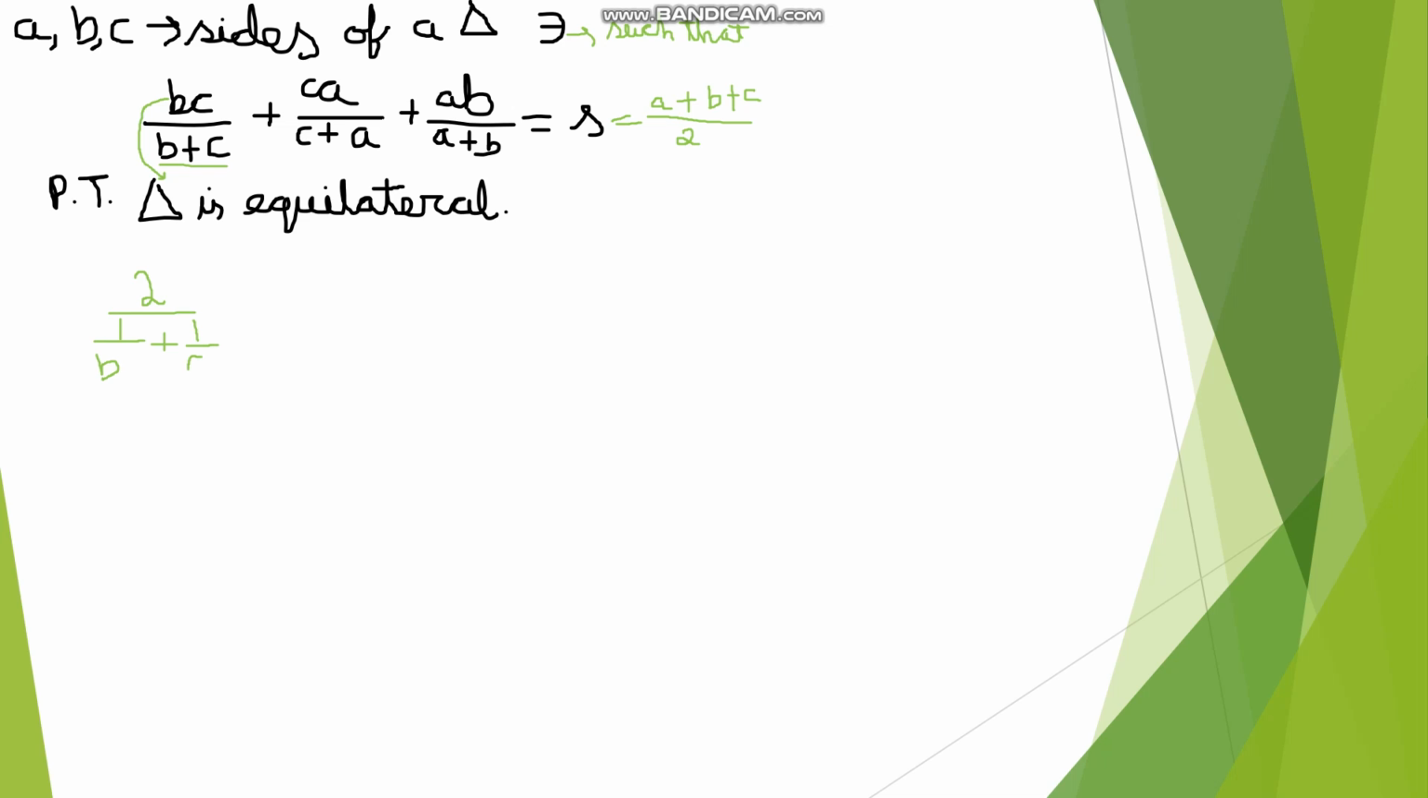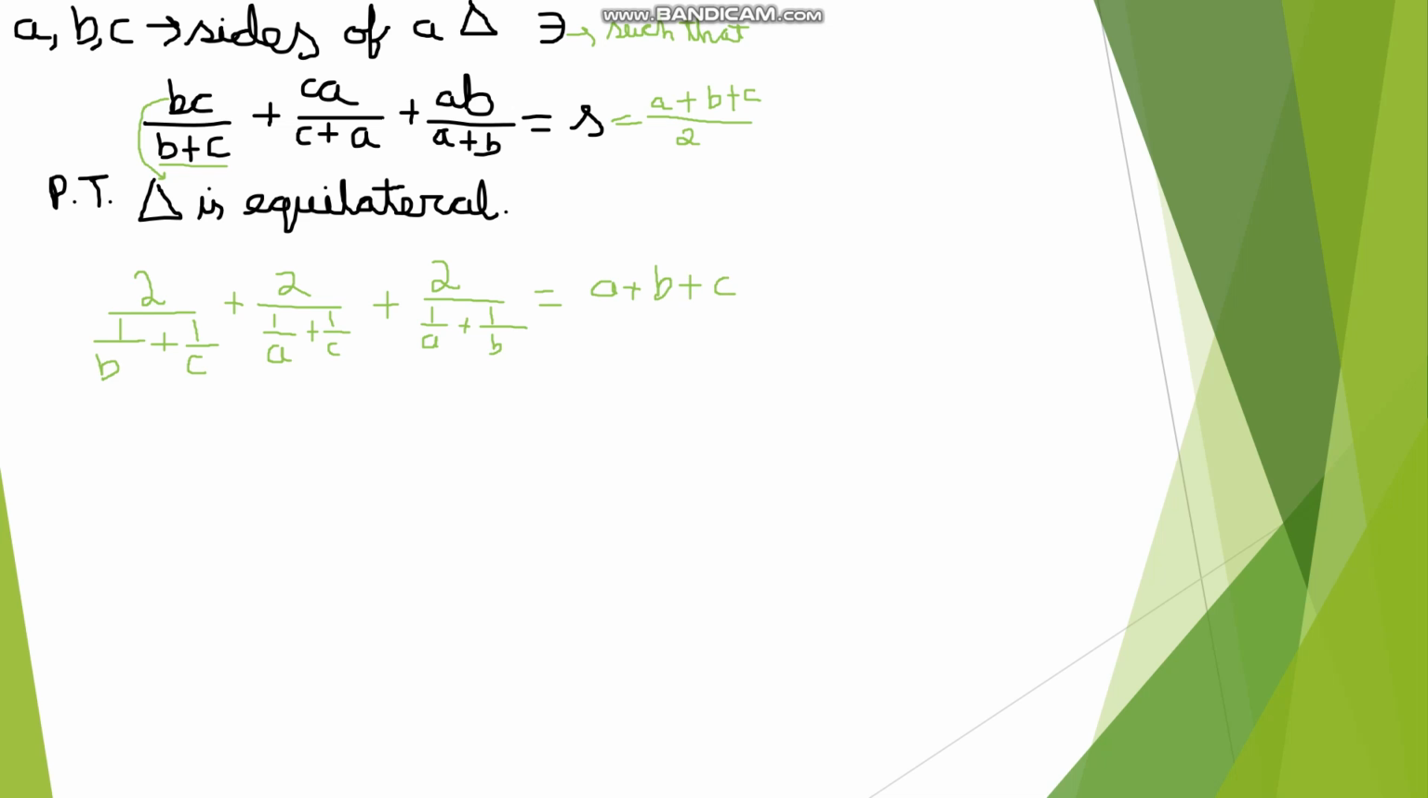2 by 1 by B plus 1 by C, again 2 by 1 by A plus 1 by C, and then that will be 2 by 1 by A plus 1 by B. It takes time to write. That will be equal to 2S, but I'm not writing 2S right now. I'm writing directly A plus B plus C. This is our statement right now, all in terms of A, B, C.